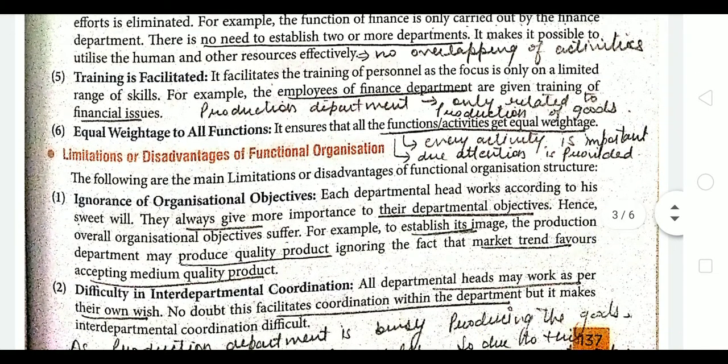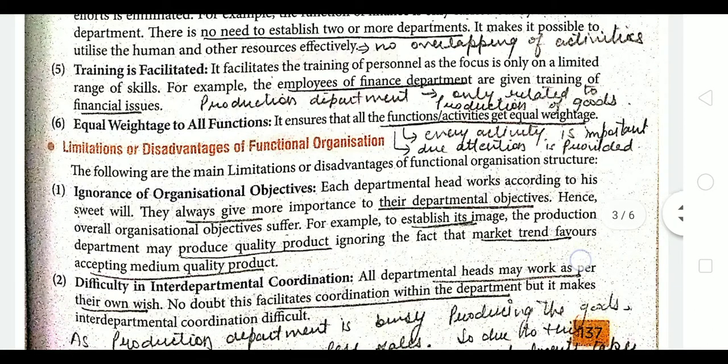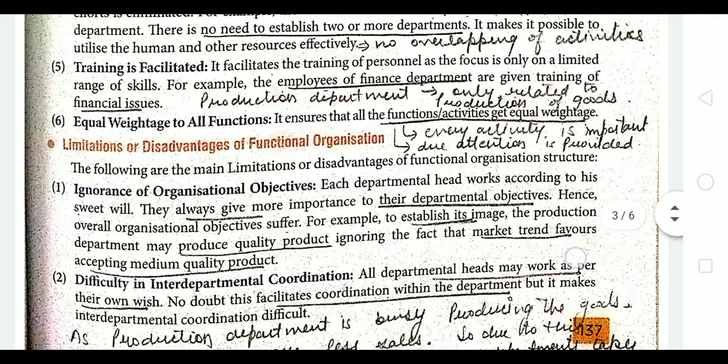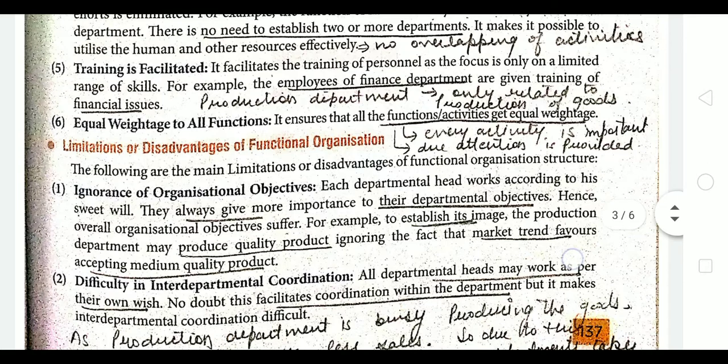Next is training is facilitated. Training facilitated means if the employees are divided into departments, employees of the finance department will be given training only on the issues that are related to finance, right? If the employees are associated with the production department, then training regarding the use of the machines etc. will be given accordingly.